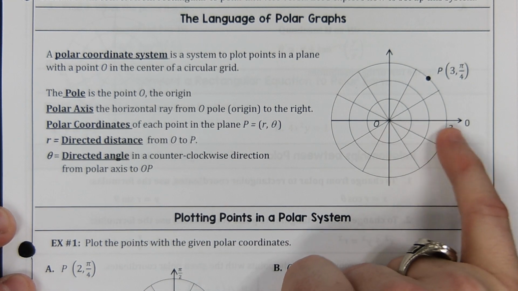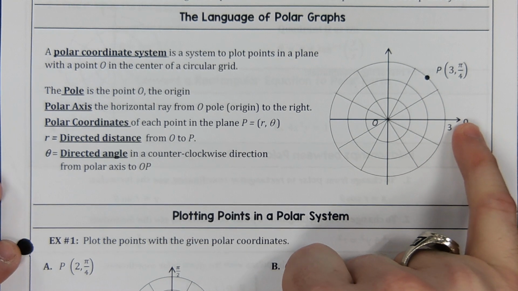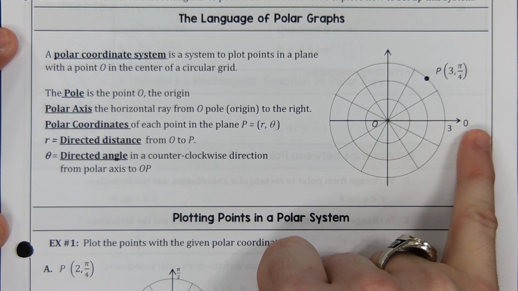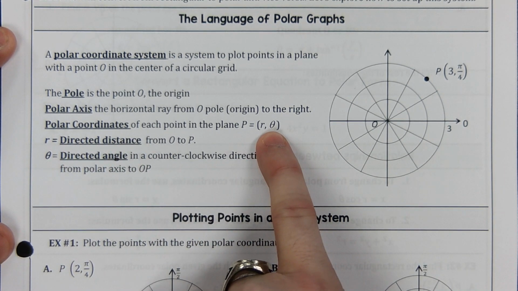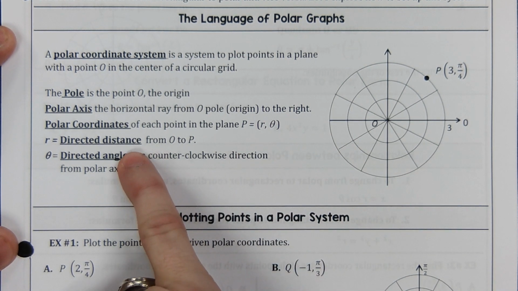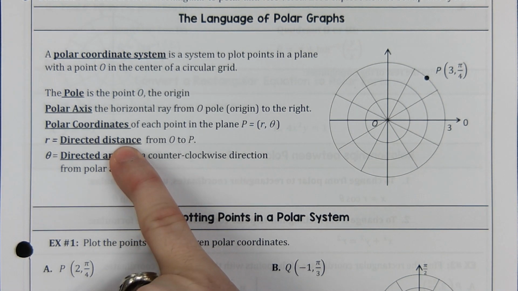We're not going to say the positive x-axis, but this one that points out to the right, this is called the polar axis. Okay? So it's from the origin and goes to the right. I already said polar coordinates are r comma theta, radius and angle, where r is a directed distance. Anybody in physics? A couple of you are. What's another name for a directed distance?